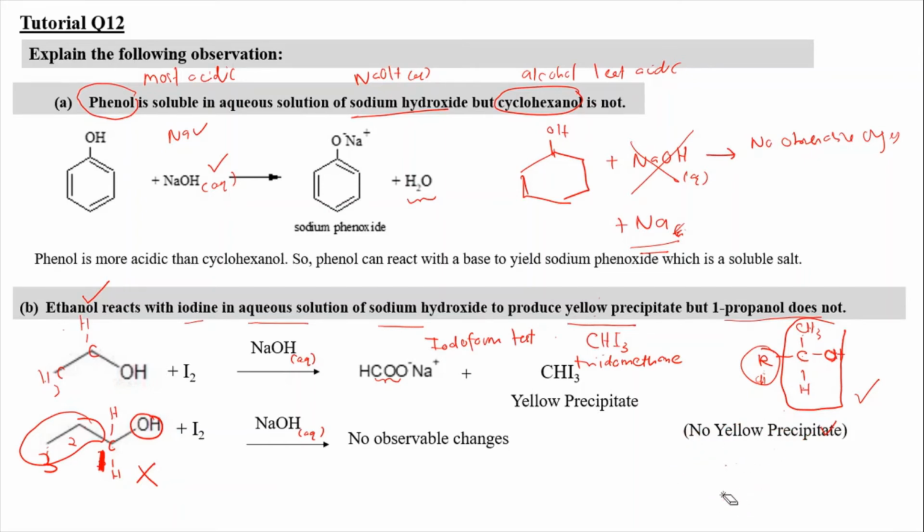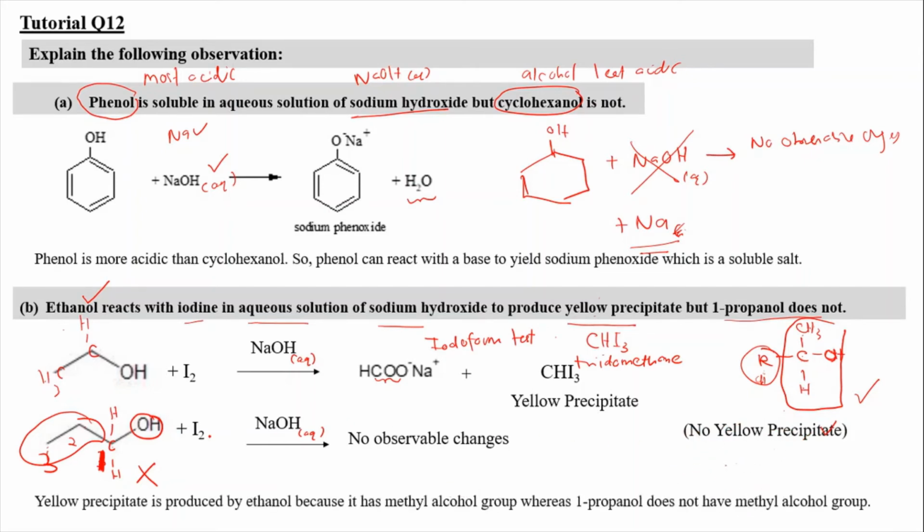The reasoning is that the yellow precipitate is produced by ethanol because ethanol has the methyl alcohol group or methyl carbonyl group. The OH here refers to alcohol, which is this structure here, whereas 1-propanol does not have the methyl alcohol group.